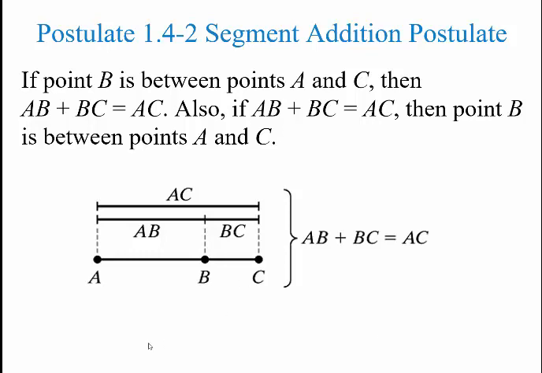You can see this visually below. At the bottom, we have segment AC. B falls into it. This is segment AB, segment BC. When you add them together, you just get that whole segment AC.